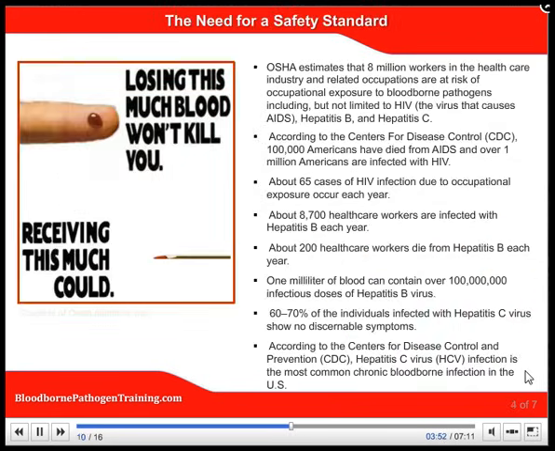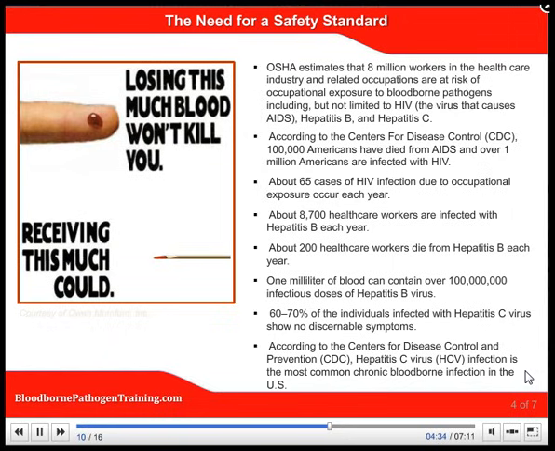The need for a safety standard. OSHA estimates that 8 million workers in the healthcare industry and related occupations are at risk of occupational exposure to bloodborne pathogens, including, but not limited to, HIV, the virus that causes AIDS, hepatitis B, and hepatitis C. According to the Centers for Disease Control, 100,000 Americans have died from AIDS and over 1 million Americans are infected with HIV. About 65 cases of HIV infection due to occupational exposure occur each year.